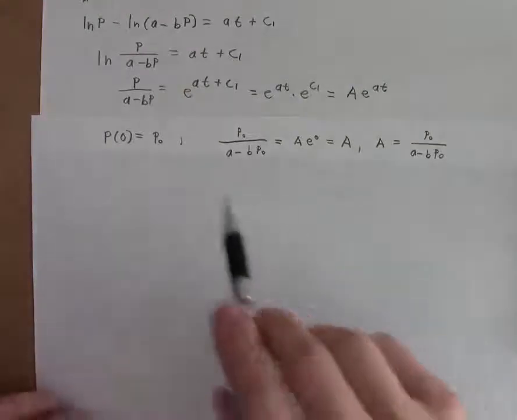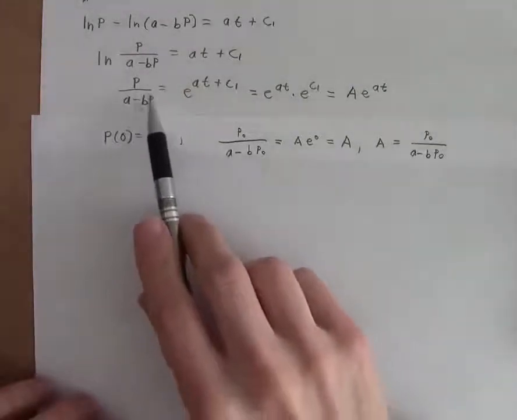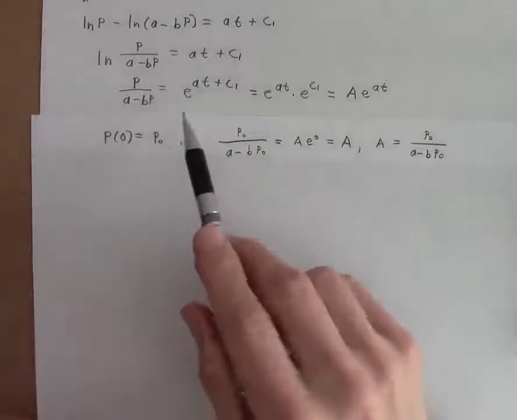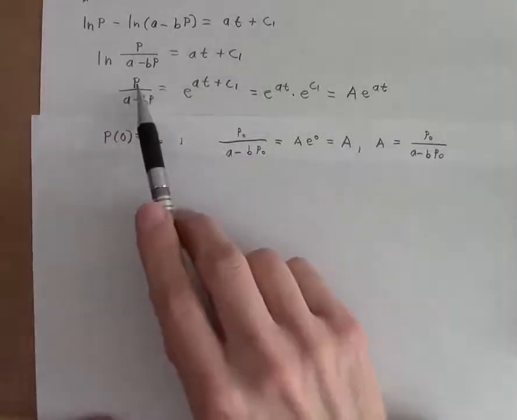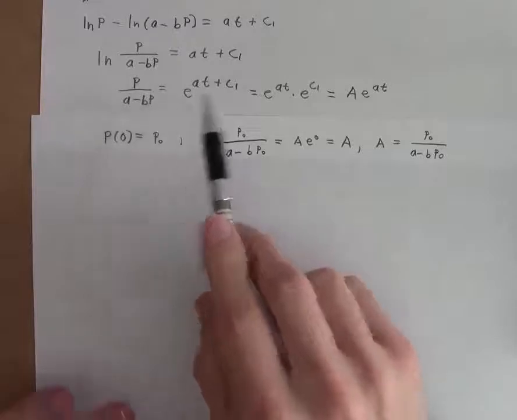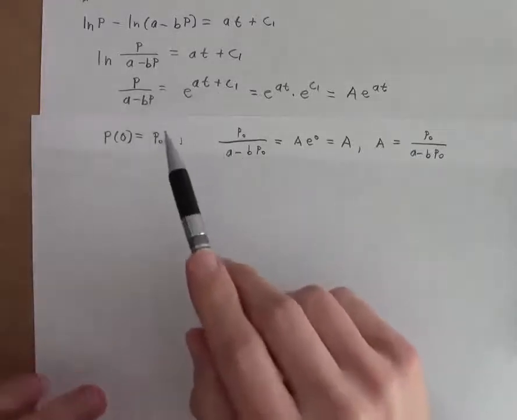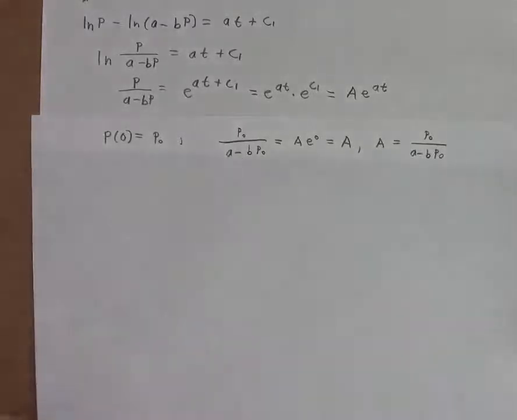Well, we still have some more work to do. So we have our equation right here. This is the solution to our equation. But P appears in two different places, and we'd like to explicitly solve for P. So we'll do that next.